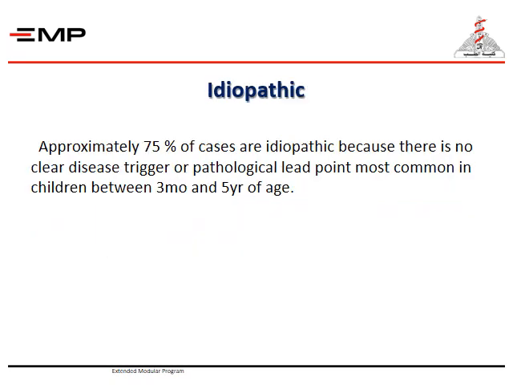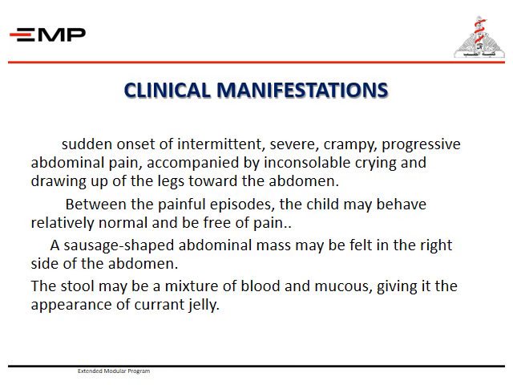Approximately 75% of cases are idiopathic because there is no clear disease trigger or pathological lead point; the remainder are most common in children between 3 and 5 years of age. Clinical manifestations are sudden onset of intermittent, severe, crampy, progressive abdominal pain, accompanied by inconsolable crying and drawing up of the legs toward the abdomen. Between the painful episodes, the child may behave relatively normal and be free of pain. A sausage-shaped abdominal mass may be felt on the right side of the abdomen. The stool may be a mixture of blood and mucus, giving it the appearance of currant jelly.